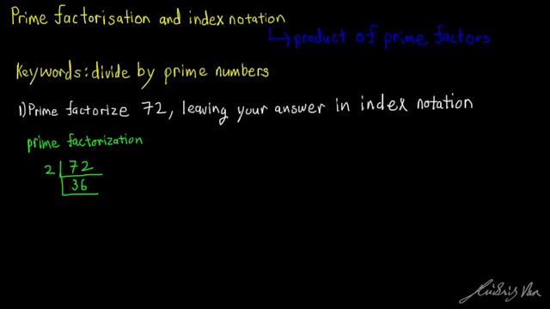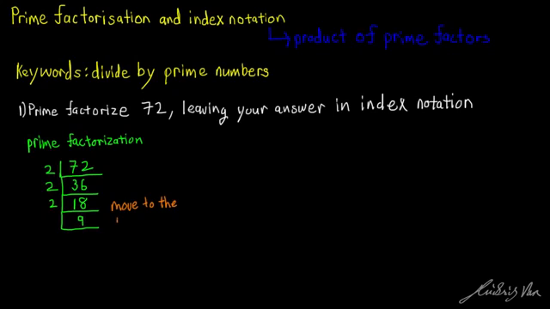And we get 36. Can 36 still be divided by 2? And the answer is yes. So we divide by 2 again. We get 18. Can 18 be divided by 2? Yes. 18 can be divided by 2. So we divide by 2. We get 9. So now for number 9, we cannot divide by 2 anymore.